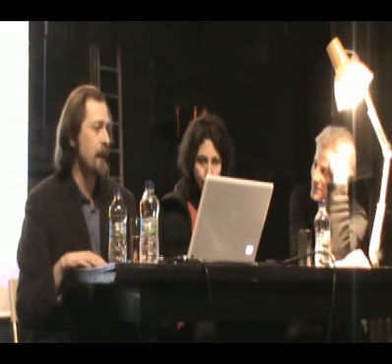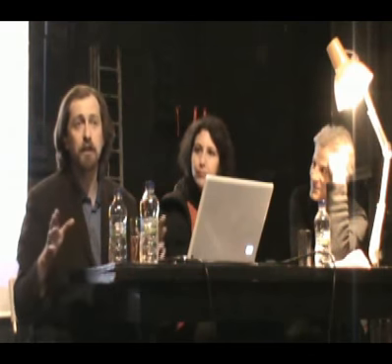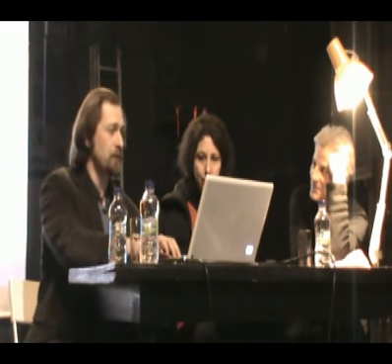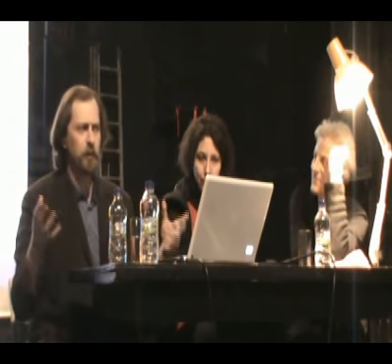accomplished. If you had internet access in the mid-90s, it was likely from a mom-and-pop ISP with a shelf full of consumer-grade modems somewhere in your neighborhood. If you have internet access today, it's mostly provided by giant telecommunications conglomerates. So the mission of consolidating ownership of the network was largely accomplished, even if there were comical failures in the meantime, right? But the problem is that it's still this peer-to-peer mesh network, right?